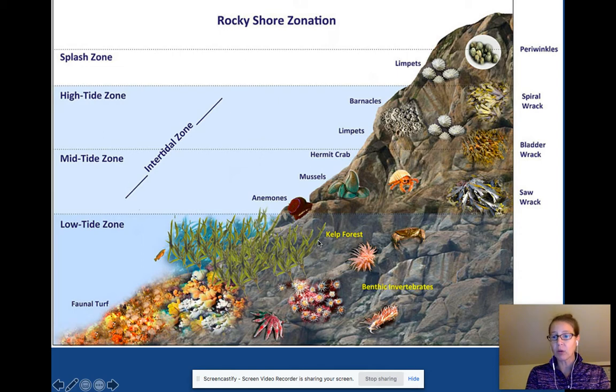Because some species are more tolerant than other species to being exposed to air. So you can imagine the species down here wouldn't be able to tolerate being out in the open, in the air as much as the ones like these limpets, which can really tend to handle it a lot more than the ones as you get further down.